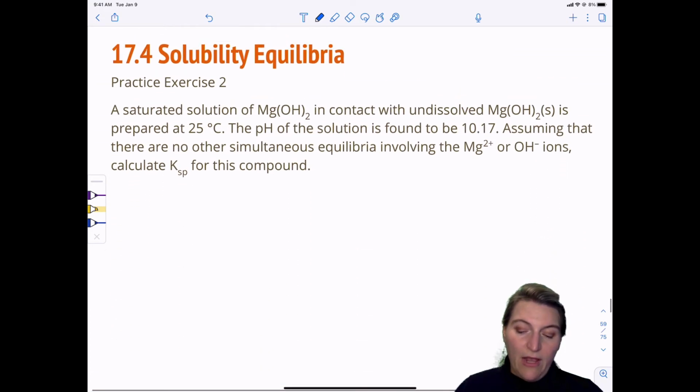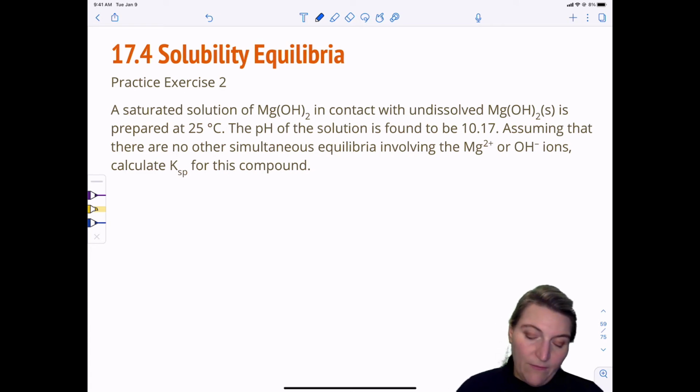Okay, here's a very similar type problem. Feel free to pause here and try this one on your own. If not, we'll do it all together.